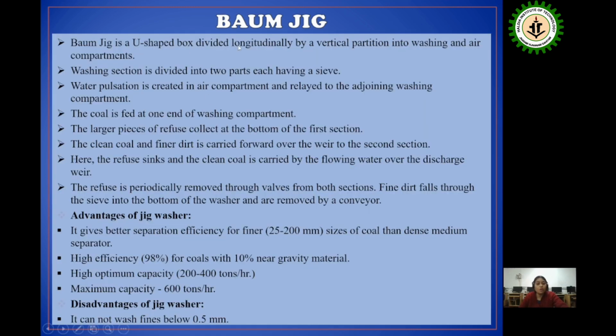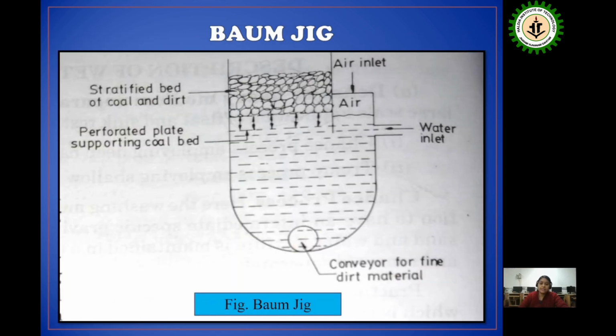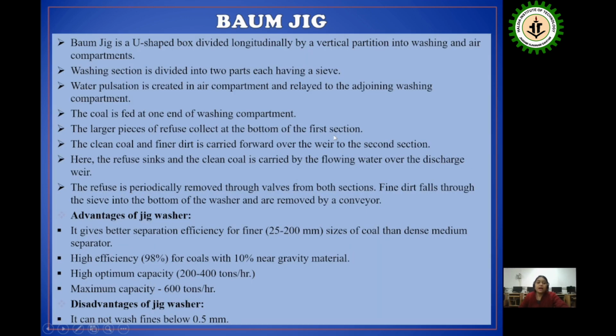This is a U-shaped box divided longitudinally by a vertical partition into washing and air compartments. The washing section is divided into two parts, each having a sieve. Sieve means mesh, having perforations. We have just seen, see here it has some perforations. Now this water pulsation is created in the air compartment and related to the adjoining washing compartment. So water pulsation is created.